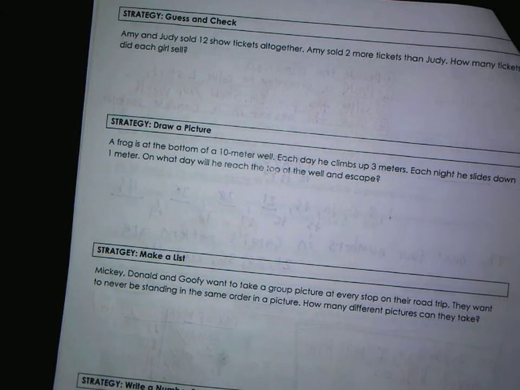Guessing and checking. And this is one of my favorite strategies for ACT. You could sit there and you could solve every single problem mathematically. Good for you. However, that takes more time. Guessing and checking is the best option usually on the ACT.